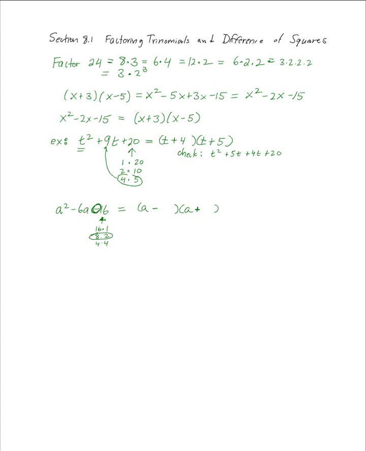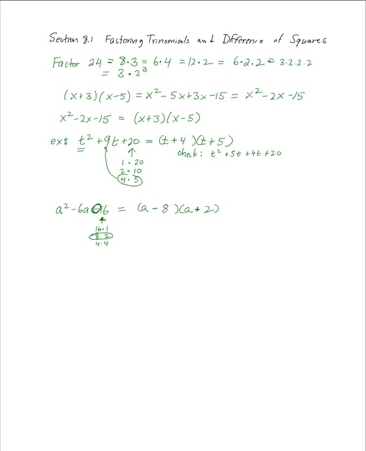2 and 8. If I have a 2 and an 8, can I get a negative 6? The answer is yes. I have a negative 8 right there and a positive 2 right there. Negative 8 plus 2 would give me negative 6. I'm not going to do the FOIL and check it this time. You should. FOIL it out, check it, make sure it works.